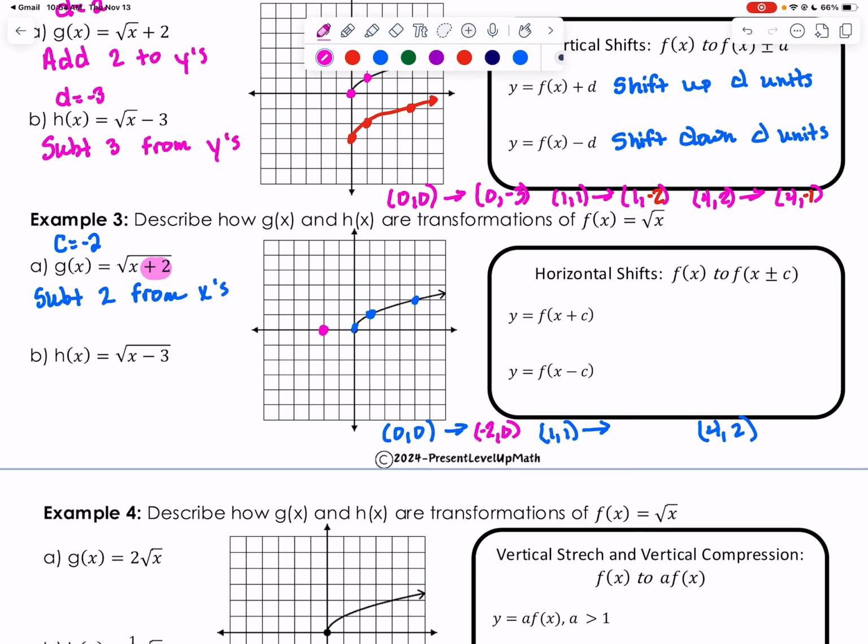So my new function would start not at 0, but at negative 2. My second critical point is 1, 1. Well, 1 minus 2 would be negative 1, 1. So that would be right here. And then 4, 2. 4 minus 2 is 2, so that would be 2, comma 2. So right here. So what I want you to notice is that each point shifted to the left c units.